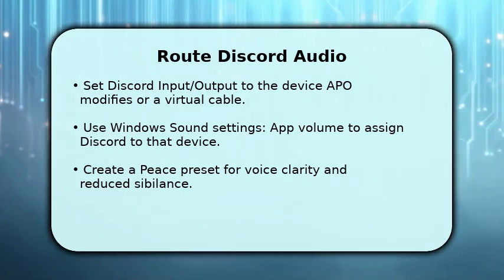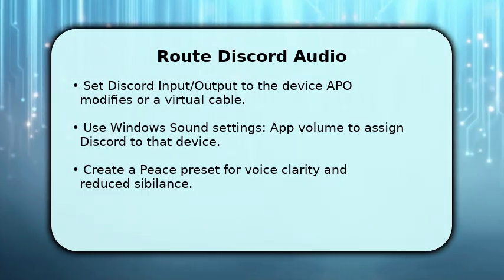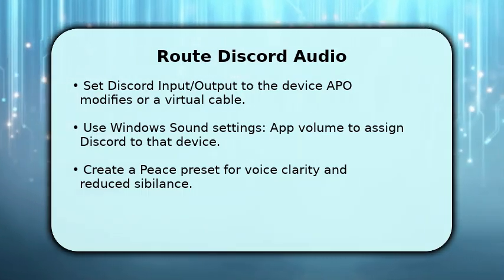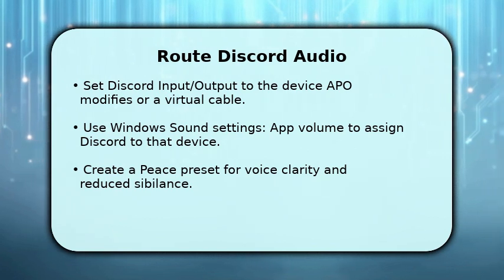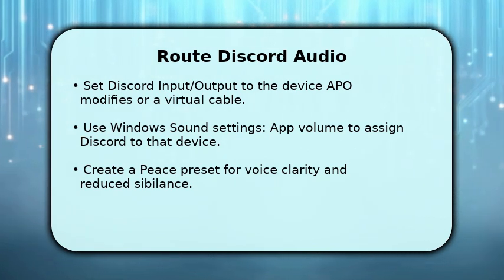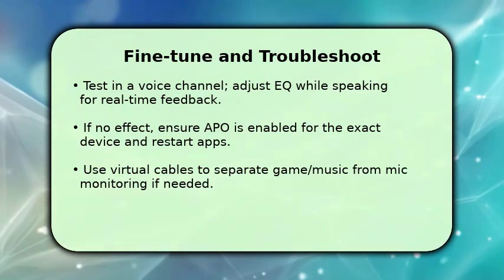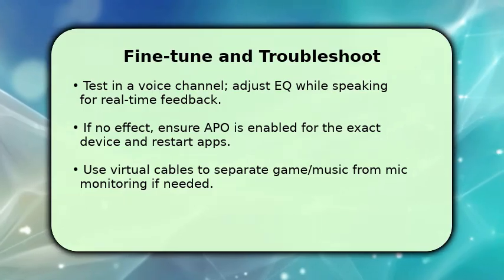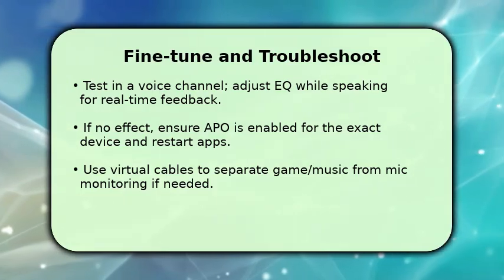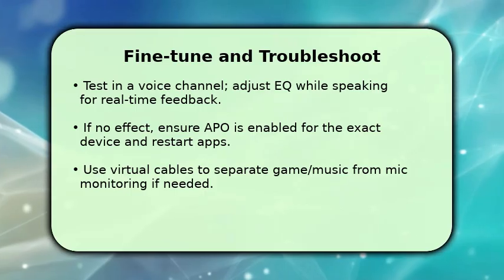Then open Peace and create a voice preset. Boost 200-400 Hz for warmth, cut 4-8 kHz to tame sibilance, and add a gentle high shelf for presence so your voice stays clear. Finally, fine-tune while testing in a Discord voice channel so you can hear how adjustments translate to listeners. Make small changes and listen.